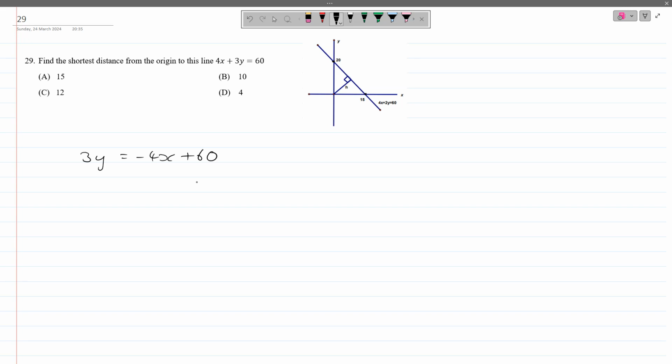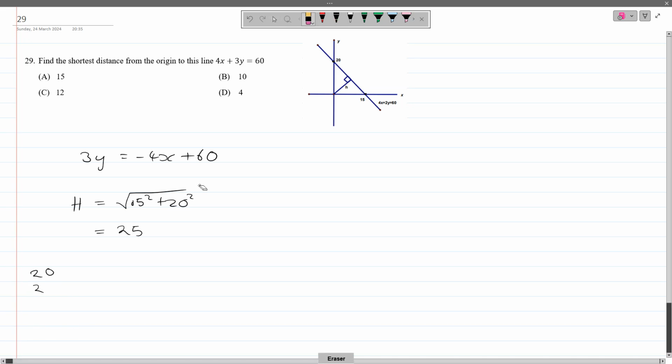plus 60. You can then use this function to solve for the x-intercept and the y-intercept. Once you have those values, you can then find the hypotenuse by using Pythagoras' theorem. So 20 squared plus 15 squared will give us 25. If you don't know the values of these squares, you are going to have to use the long multiplication method and get your answers that way. Then this will be 25 units.